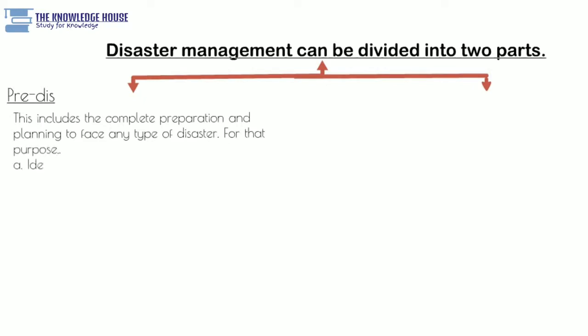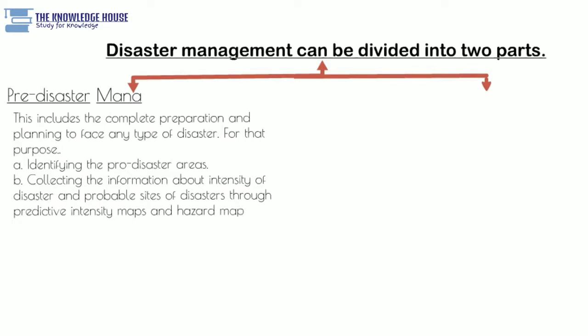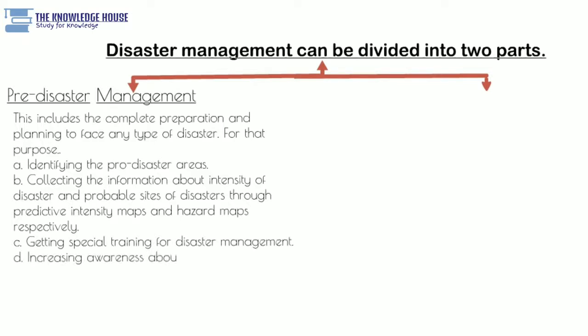For that purpose, A. Identifying the prone disaster areas. B. Collecting the information about intensity of disaster and probable sites of disasters through predictive intensity maps and hazard maps respectively. C. Getting special training for disaster management. D. Increasing awareness about disaster management among the general public through training programs, mass media, etc.